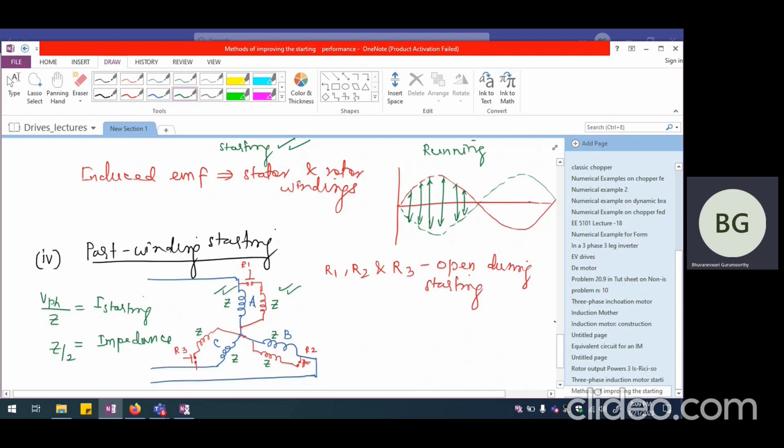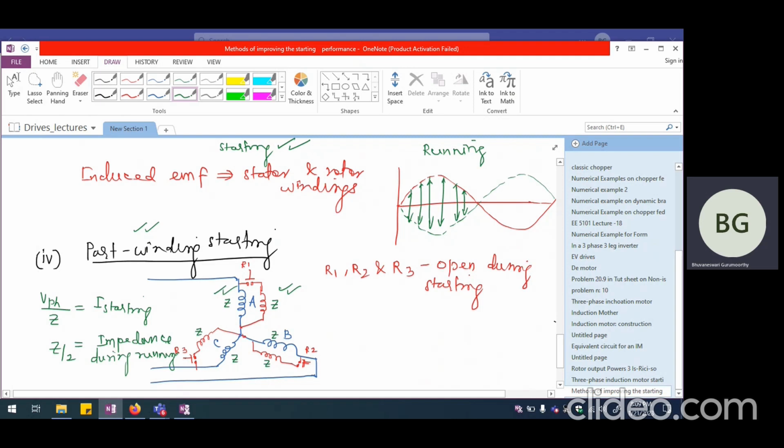So you are using only part of the winding for each of the induction motor phases. That is the reason why this particular method is known as part winding starting. So Z by 2 will be the impedance during running, but Z will be the impedance during starting. That is the way it is going to work. For this, we have to have redundancy in terms of winding arrangement in the induction motor.